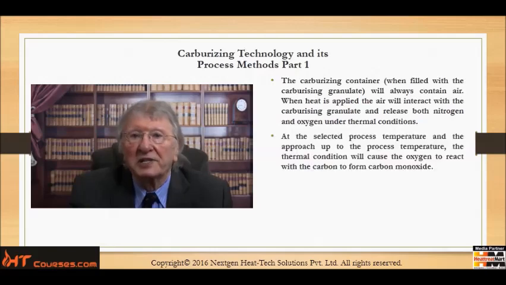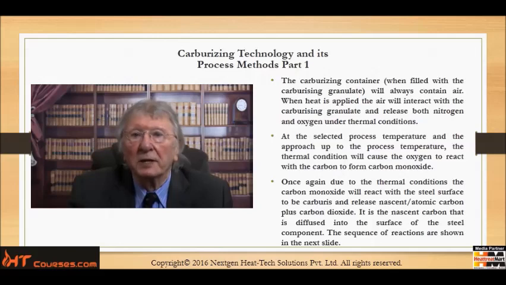At the selected process temperature and the approach up to the process temperature, the thermal condition will cause the oxygen to react with the carbon and form carbon monoxide. Once again, due to the thermal conditions, the carbon monoxide will interact with the surface of the steel, and the carbon will release nascent carbon or atomic carbon plus carbon dioxide. And it is the carbon dioxide that we have a great concern with.